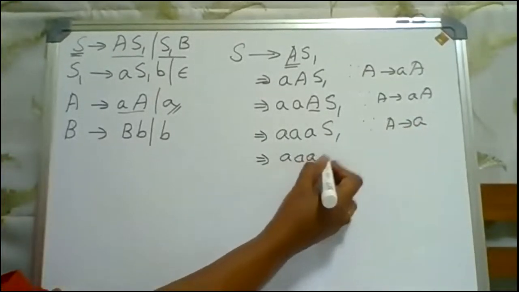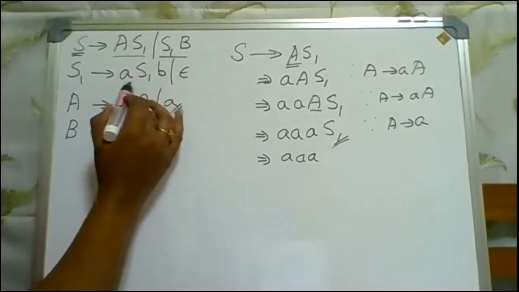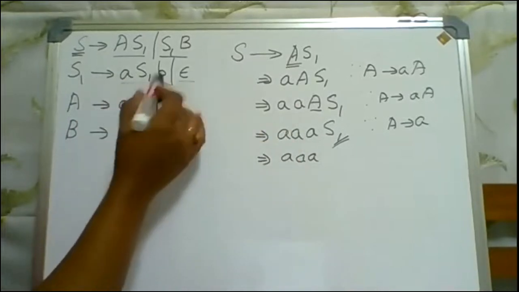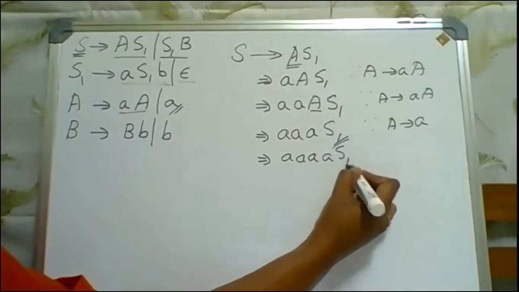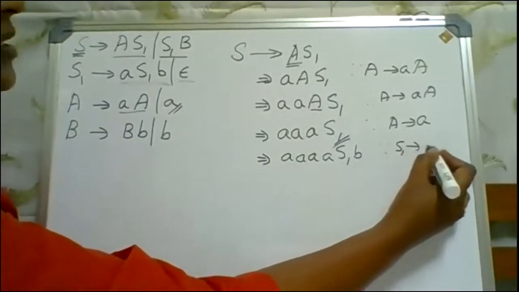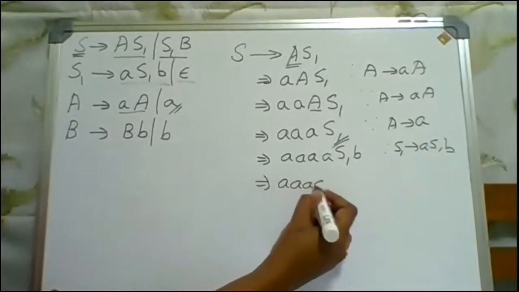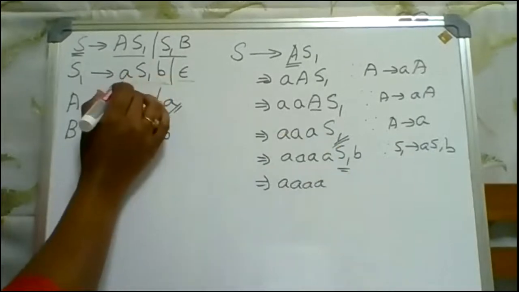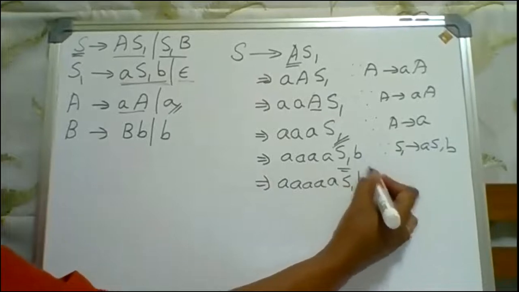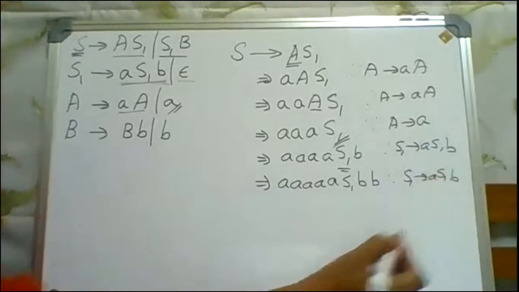Again, we have only one variable, that is S1. So we should replace S1 with either AS1B or epsilon. Let me replace S1 with AS1B first. In the next step, again I am going to replace S1 with AS1B, and this B comes along with it.